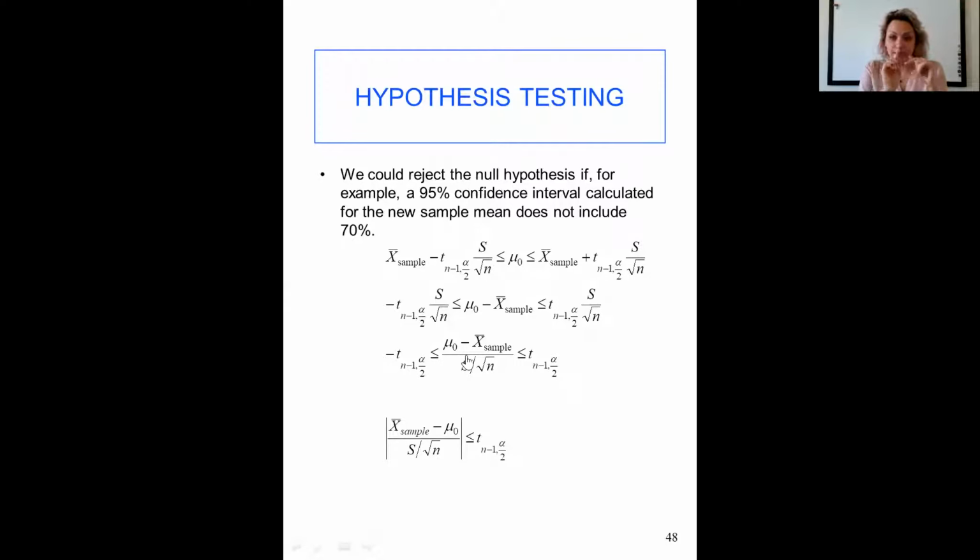So we never can say that we just test a statistic. We never can say we accept something. We always reject. We reject the null hypothesis, or we fail to reject the null hypothesis. We're going to work on that.